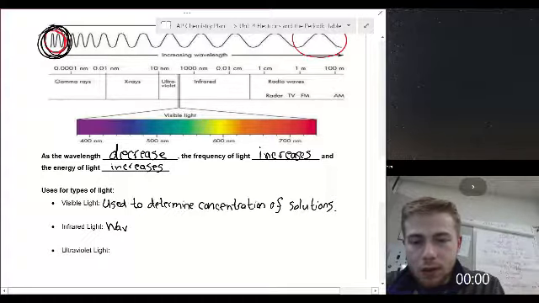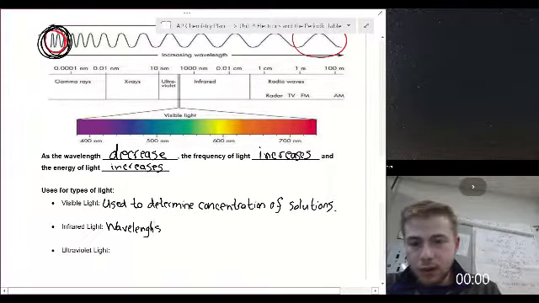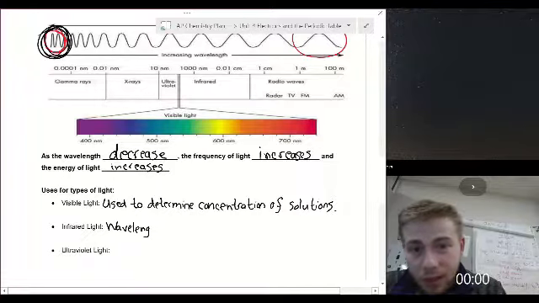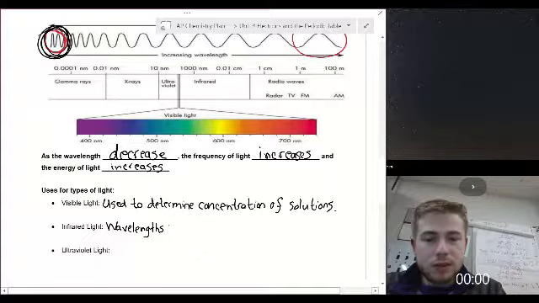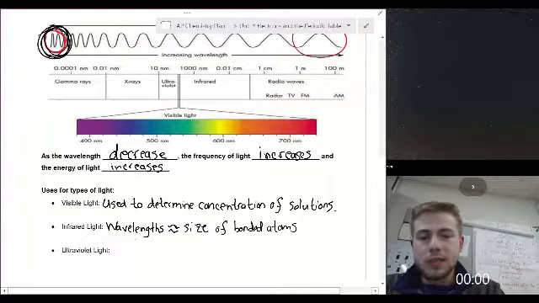Infrared light wavelengths are approximately the size of bonded atoms. Therefore, they're used to detect bond energies.